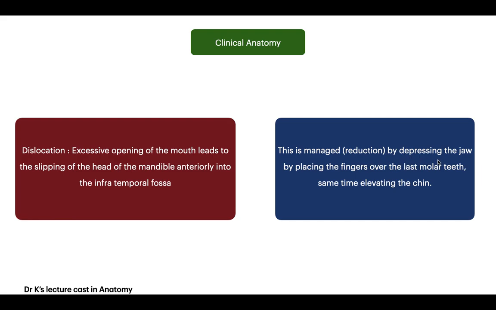We saw in depression, wide opening, we saw the mandible protrudes and depresses. So when you have to reduce the jaw and fix the dislocation, you have to move the mandible backward and upward, retrusion and elevation, by placing the fingers over the last molar teeth, at the same time elevating the chin.